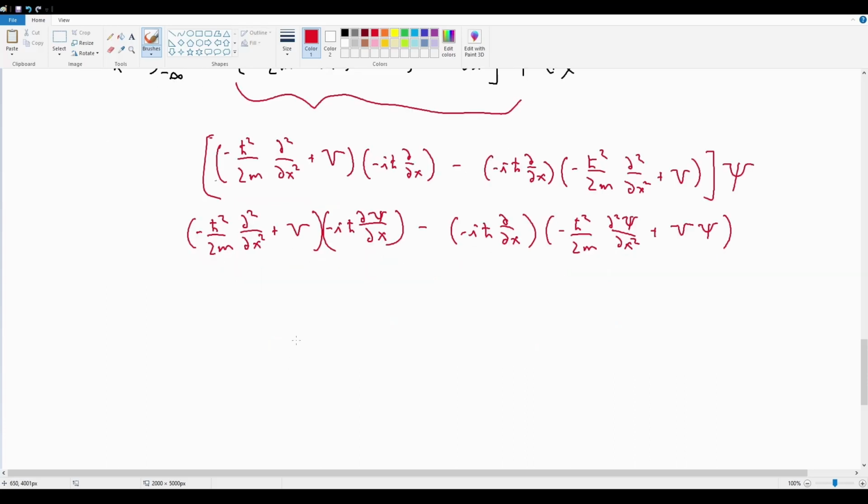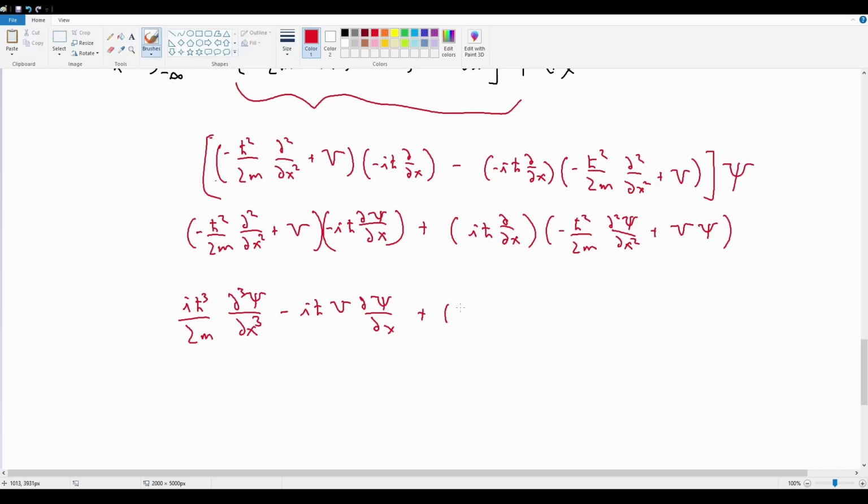Okay. Now let's distribute again. So this is going to be, let's see, the two negatives make a positive. So i h bar cubed over 2m times d cubed psi by dx cubed minus i h bar v d psi by dx, right? Okay. Then, oh Jesus, okay. I'm just going to combine these two minuses to make a plus. So plus, and then, yeah, okay, hang on. I'm going to get rid of that minus, make this a plus.